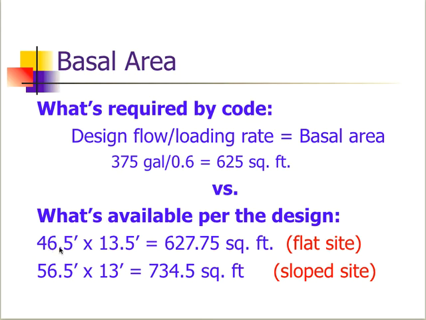So on our flat side, if you recall, we had 46.5 feet long by 13.5 wide, and that actually is going to yield us 627 square feet. On our sloping site of 20%, we're going to end up with quite a bit more, 734 square feet. And I would go ahead and show this to demonstrate that you actually have at least the minimum requirement that is required by the code.